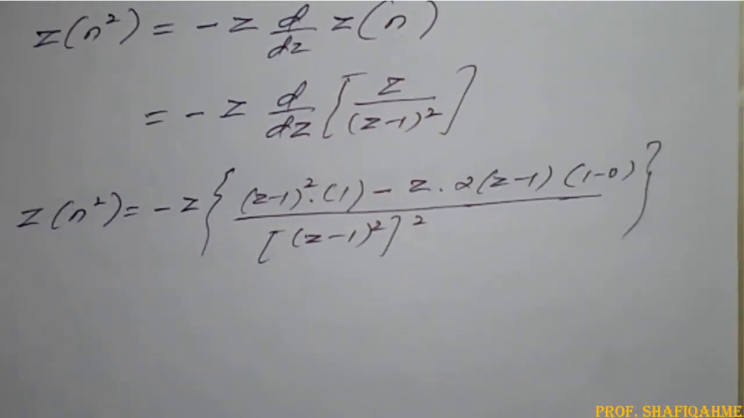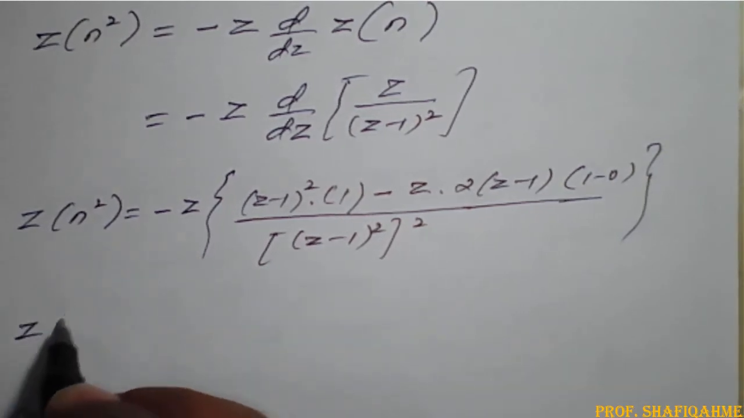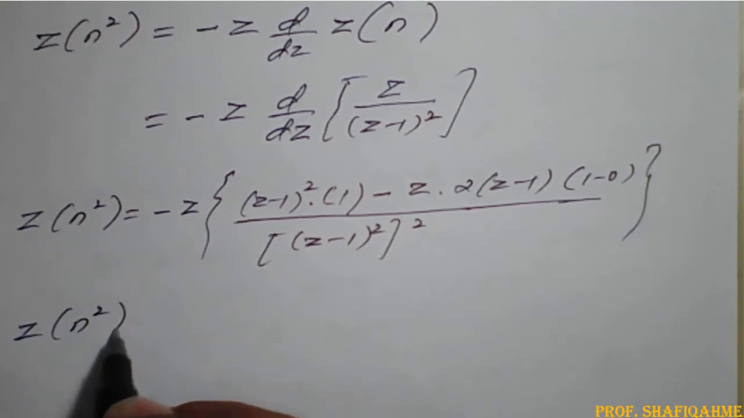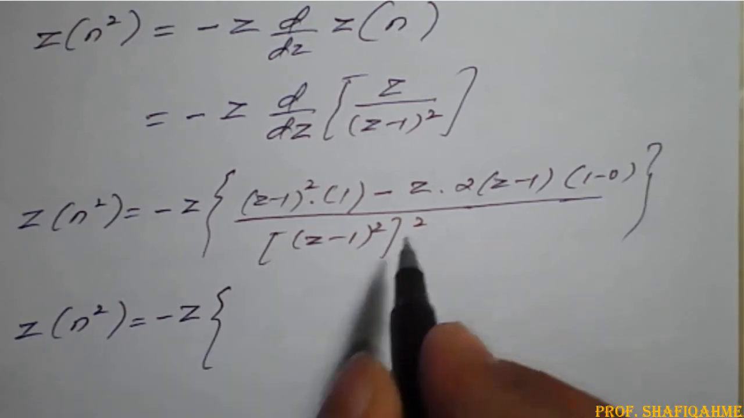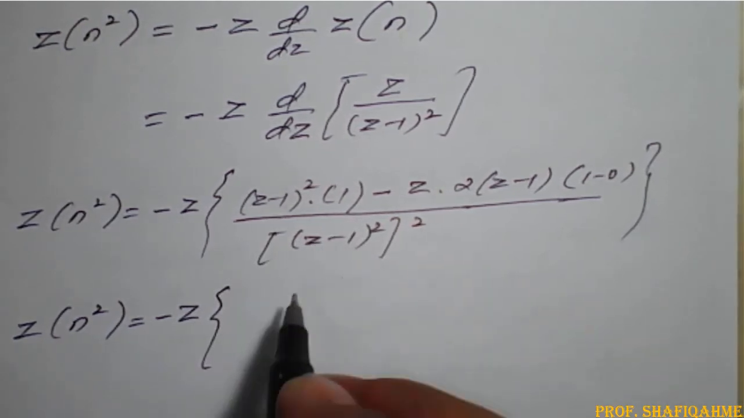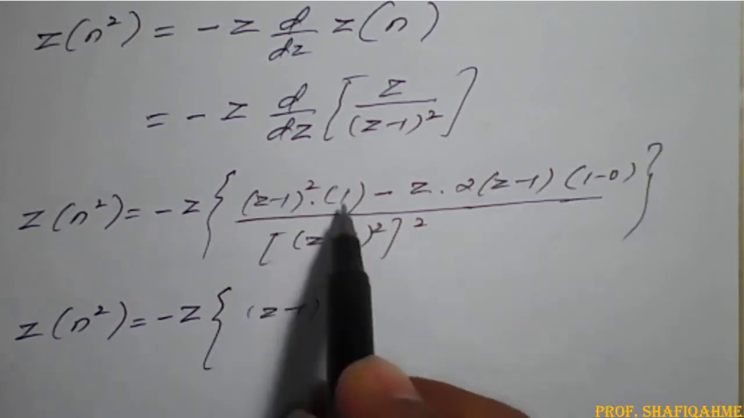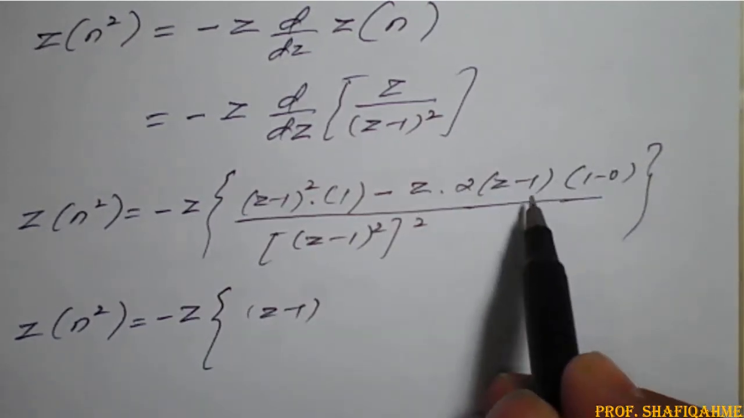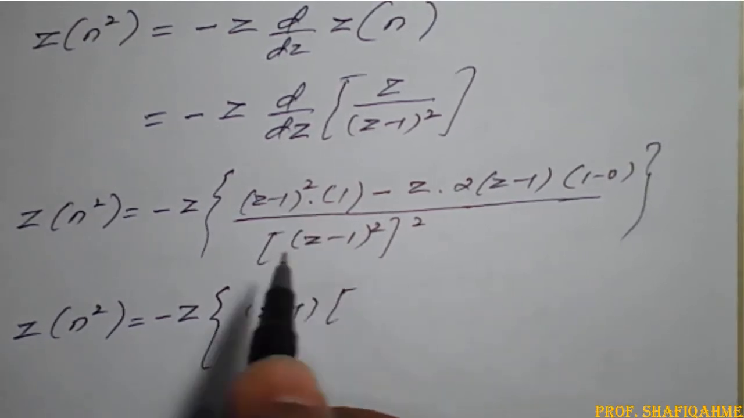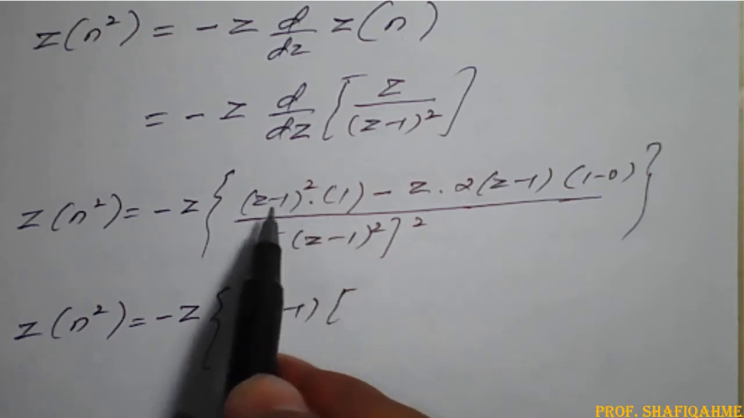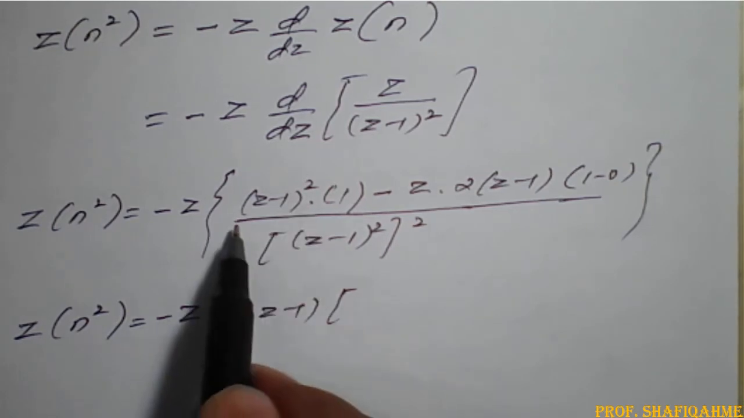So on simplification of the above, z of n square is equal to minus z. I will keep the brackets as it is, z minus 1. Among the above we have two terms, this is completely one term and this is another term. Among these I will take z minus 1 common. So what is left? z minus 1 whole square into 1 is z minus 1 whole square, and z minus 1 one time I had taken outside.